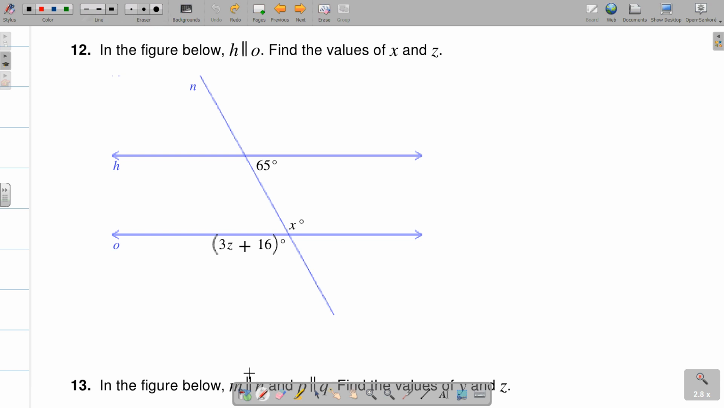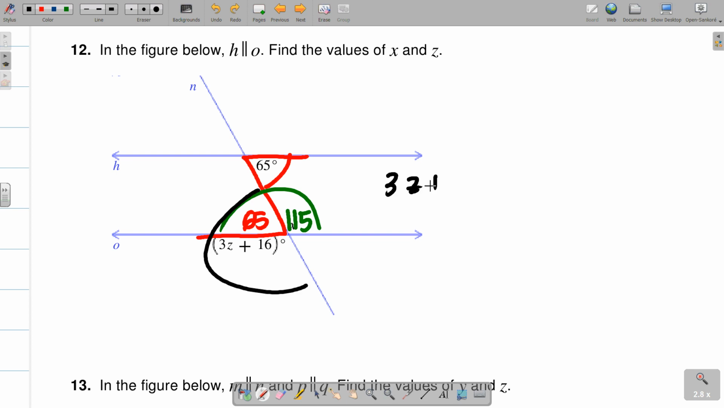All right, hopefully you noticed here that this 65 is going to be the same as this right here. That's also known as opposite to the z. So you sweep the 180. That would make this 115. And then you can go like this. That means 3z plus 16 equals 115. 3z equals 99. Your z, you should have gotten 33.